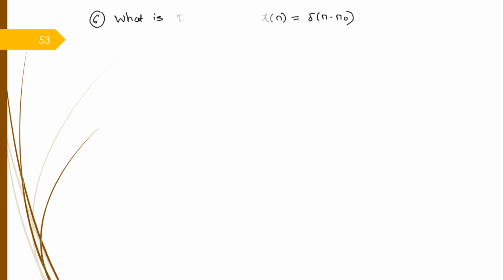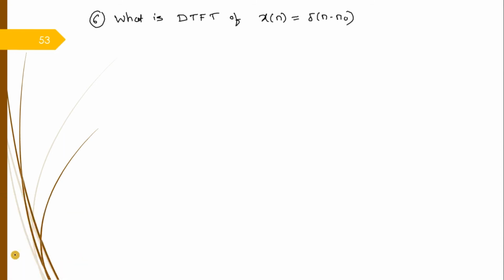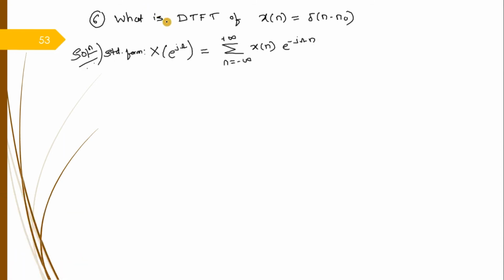So we'll proceed with the next example, that is the DTFT of the given signal x of n is equal to delta of n minus n naught. The standard form is the frequency component X of e raised to j omega is equal to the summation. The standard form is taken as it is. So now what you're supposed to do is substitute delta of n minus n naught in place of x of n.